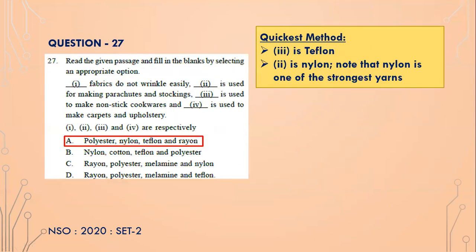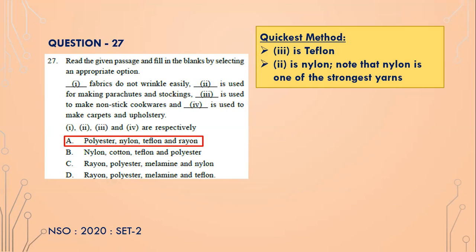Read the given passage and fill in the blanks by selecting an appropriate option. Dash fabrics do not wrinkle easily. If you do not know, then you can skip. Dash is used for making parachutes and stockings. So what is used to make parachutes and stockings? Nylon, isn't it? Because nylon is one of the strongest yarns.